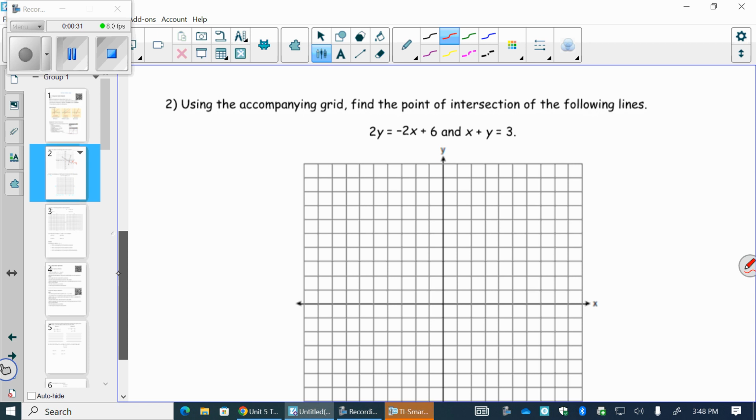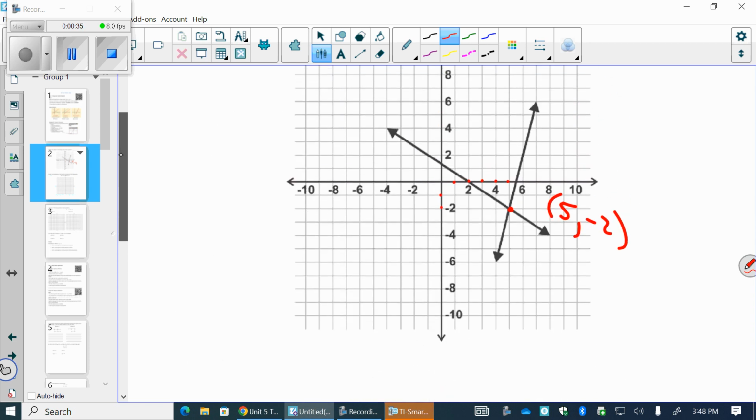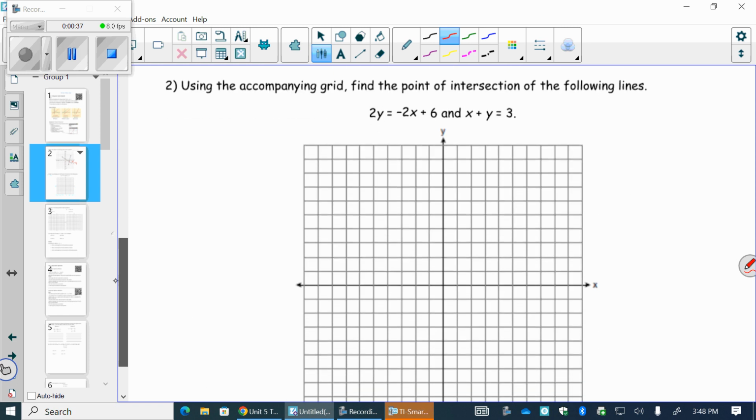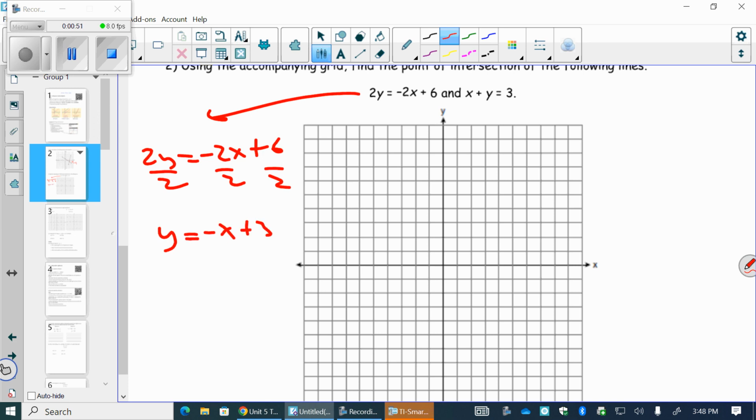Okay, so here is sort of the same question, but they didn't give us the graph. So if you look up here, for example, we had the lines, you can see where they cross. Now we have to do a little math. So let's take this first equation, let's divide everything by 2. If we do that, divide by 2, divide by 2, divide by 2, we get y equals negative x plus 3. If we take this other equation and we want to get y alone so we can graph it, right? So minus x, y equals negative x plus 3.